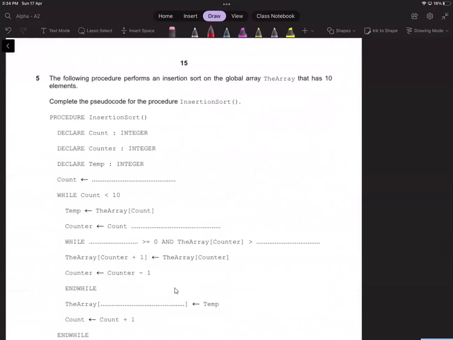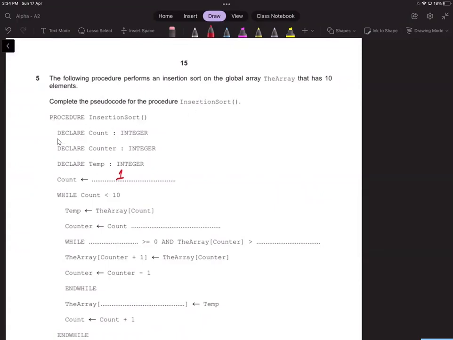The following procedure performs an insertion sort on the global array, the array that has 10 elements. Complete the pseudocode for the procedure insert sort. So count will be 1. Procedure insert sort. Since the array is global, we don't have to receive it as parameter. It will be available directly.